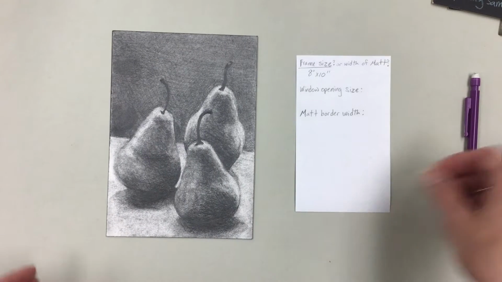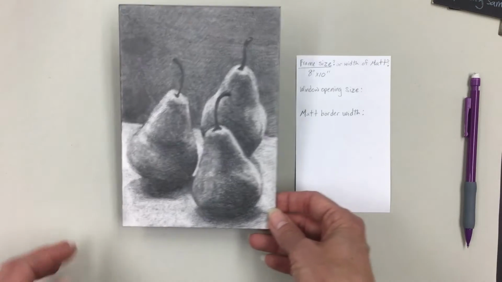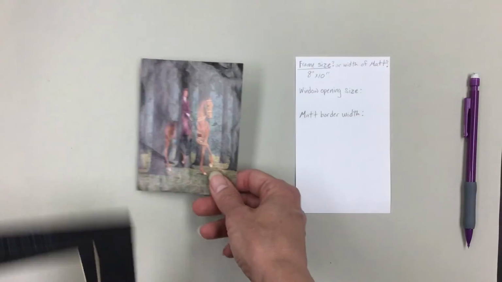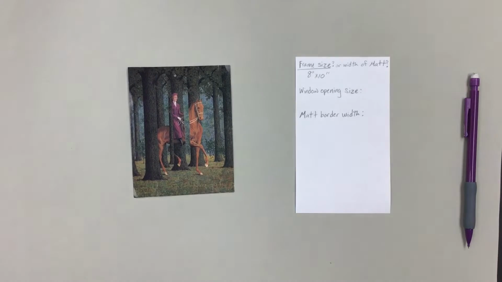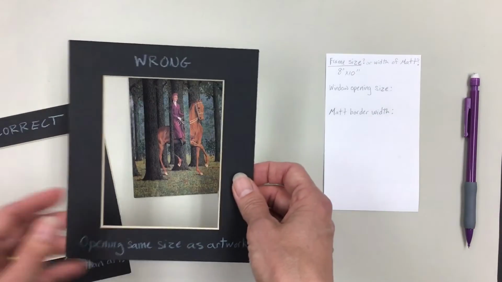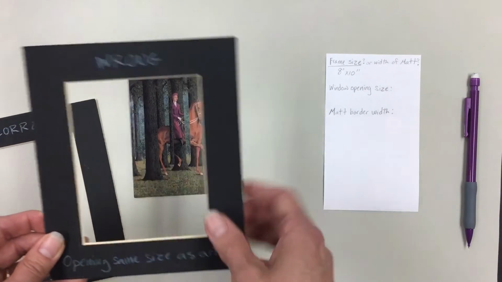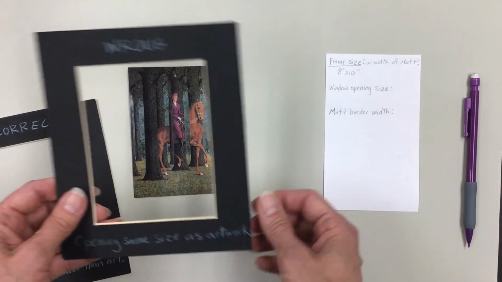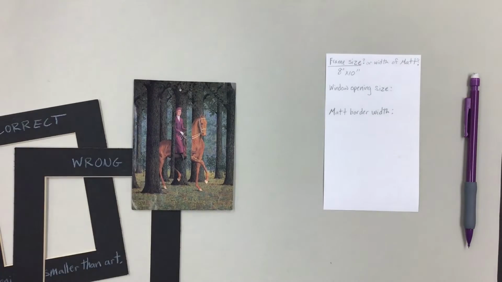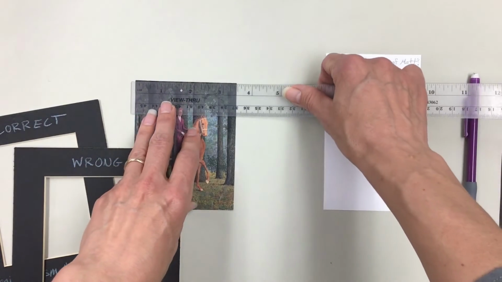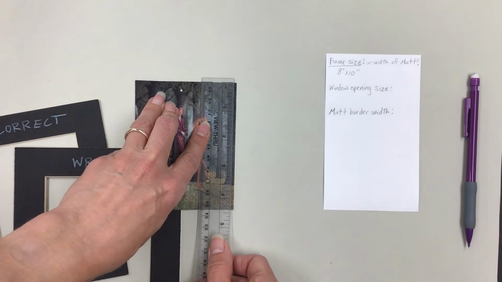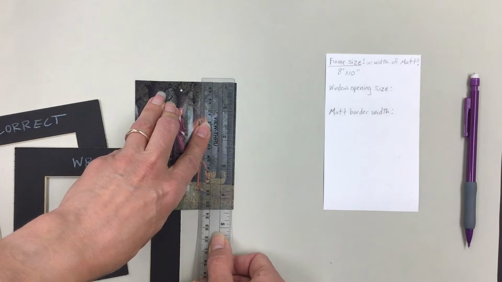So the window opening is where it gets a little bit tricky, where you have to think through what you're doing. I'm going to use this as my example. This is just a print out of an artwork. And we need to think about what size window this artwork is going to have. You're going to be measuring your artwork and figuring out what size it is. So this artwork is just about 3.5 by almost 4.5.